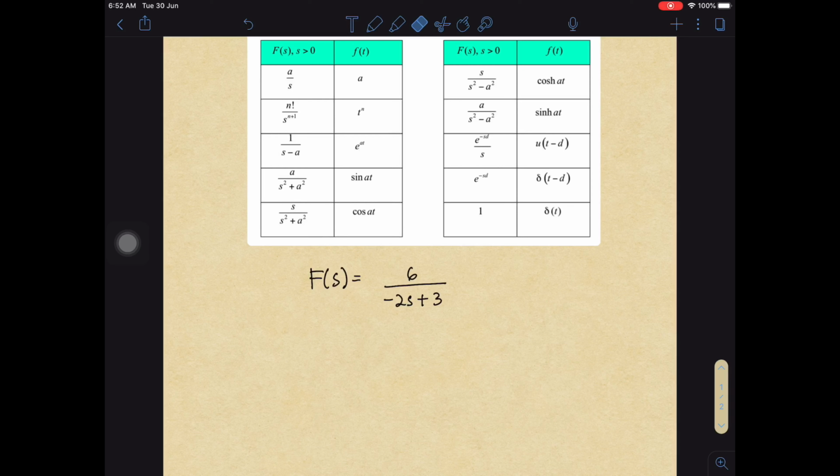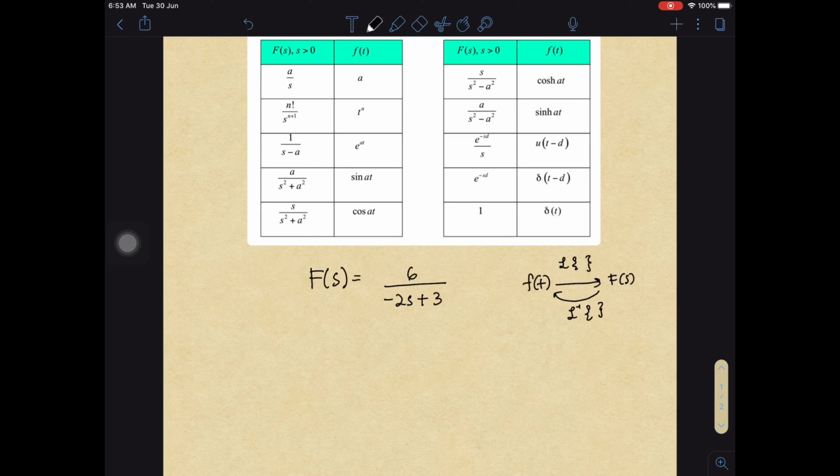Okay guys, let's see one more example. You have F(s) equal to 6 over -2s plus 3, and we want to find the inverse Laplace transformation of this function. As we know, if we have f(t), we do a process of Laplace transformation to get F(s). Now we have F(s) and want to get back f(t), so we do the process of inverse Laplace transformation.